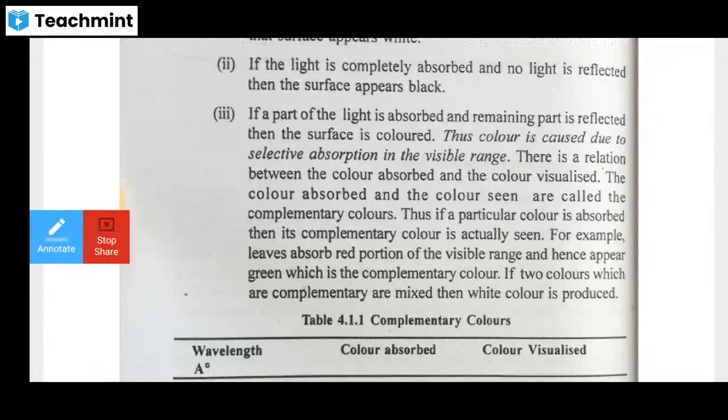If the light is completely absorbed and no light is reflected, then the surface appears black. Whenever we see black, it means that no light is falling on any surface.